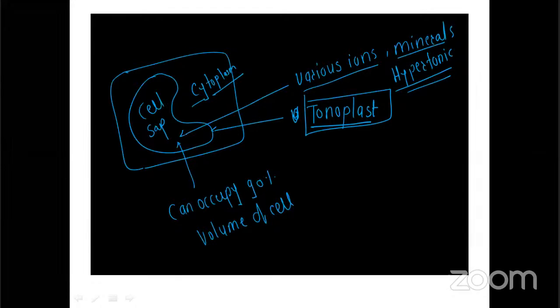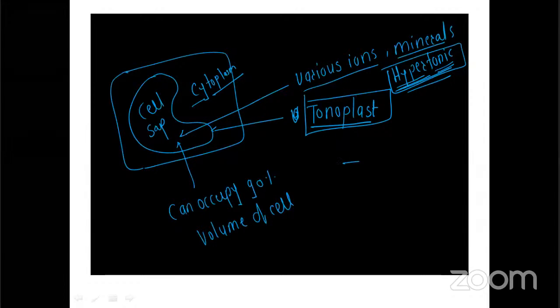As the concentration of ions and minerals is higher inside the cell sap, it is called hypertonic. Hyper means more, tonic means high concentration of salts, ions and minerals are present inside the vacuoles.